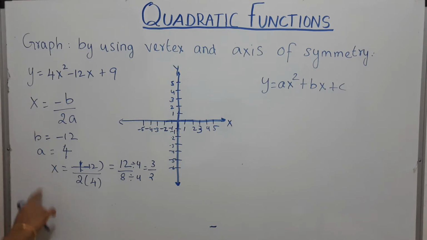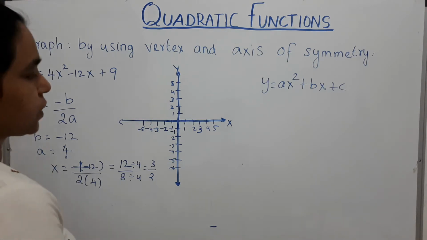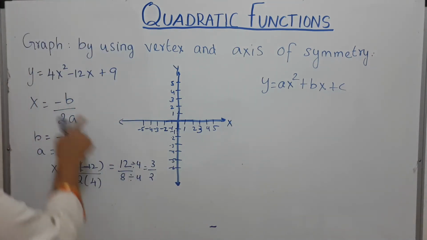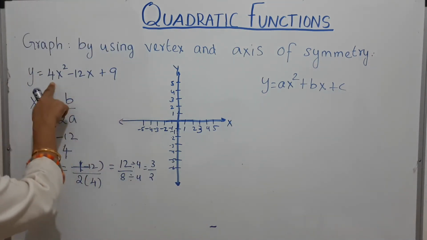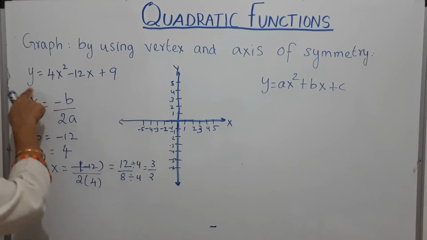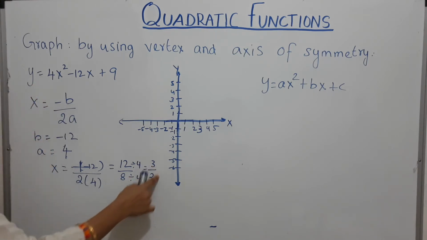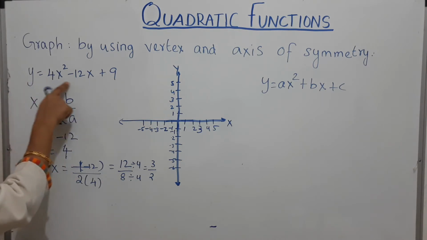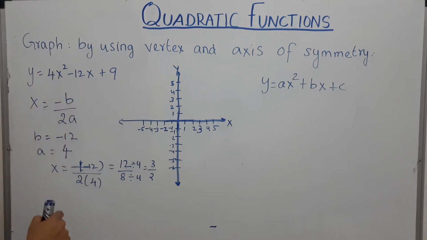So now the next step is finding the vertex. So for the vertex you have to substitute the value of x in the original equation, in the quadratic function, so that you can find the value of y. So x value is 3 over 2. So when you substitute the x value in here, then you can find the value of y. So that you can find the vertex.